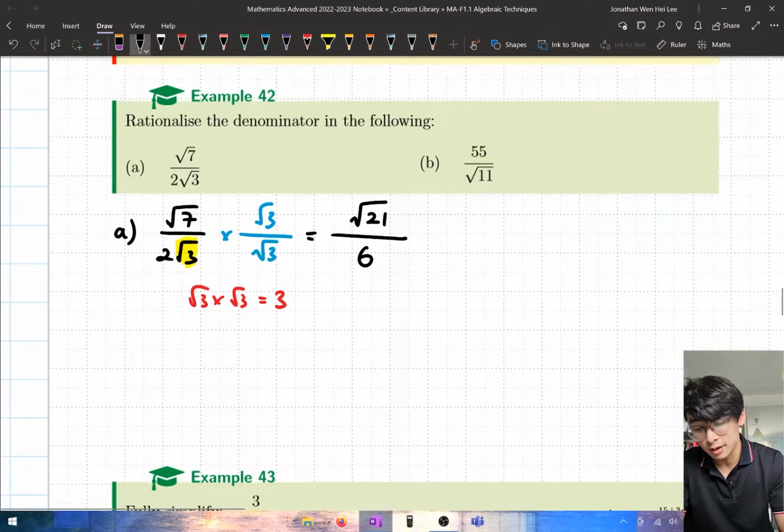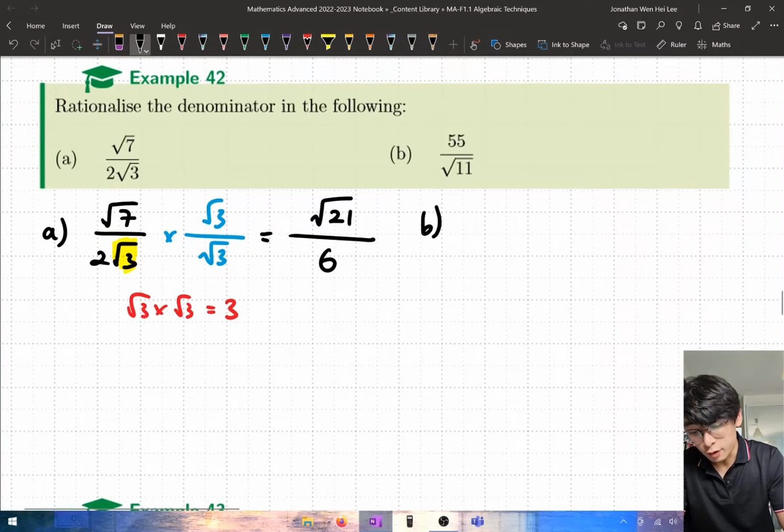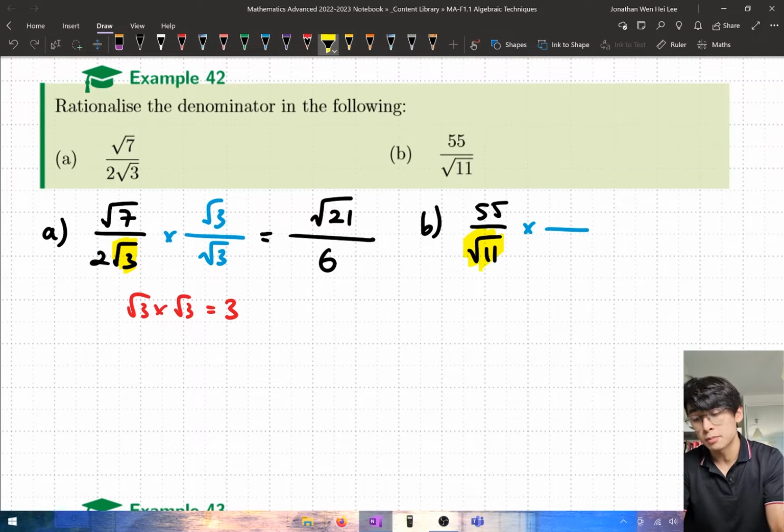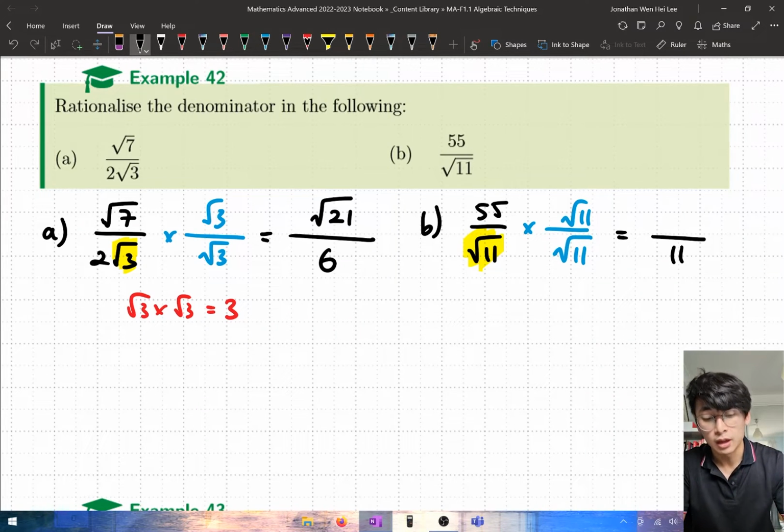Okay, let's have a look at the next example, B. For B, I've got 55 over square root 11. Once again, I want to rationalize the denominator. In this particular case, we've got a square root 11 in the denominator, so I want to multiply both the top and bottom by square root 11. In the denominator, I'm going to be left with 11. But in the numerator, the 55 isn't part of a surd, so it's just going to be 55 square root 11.